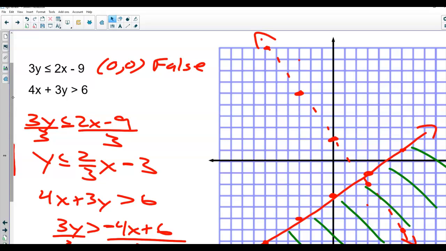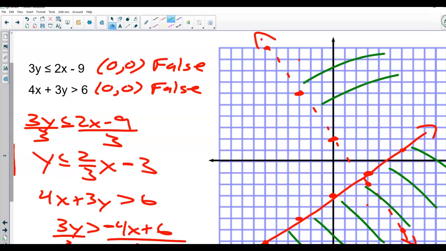If I plug 0, 0 in here, is 0 greater than 6? Nope. So it's also false. I'm going to shade away from the 0, 0. So this right here is my answer.